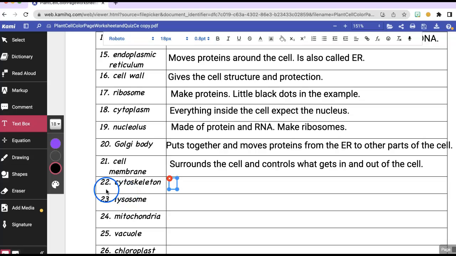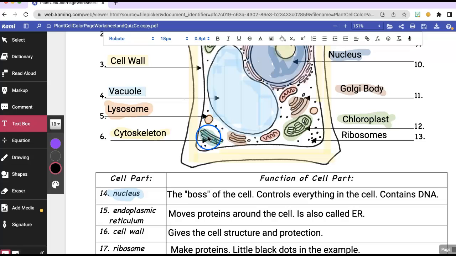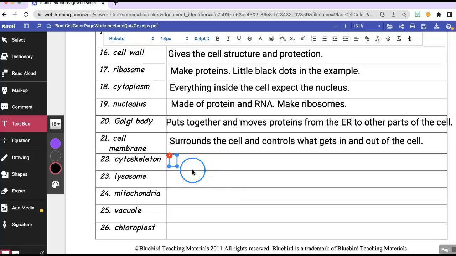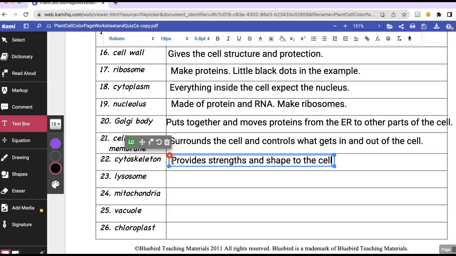Okay, let's move on to number 22, cytoskeleton. So the cytoskeleton, if you look back at your example, it's these pieces. They look like little sticks or bones. There's a group here and a group right up here. But the cytoskeleton, it kind of works with the cell wall, and it provides strength and shape to the cell. It's kind of like bones for the cell.